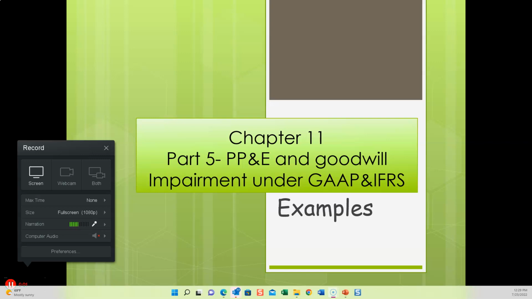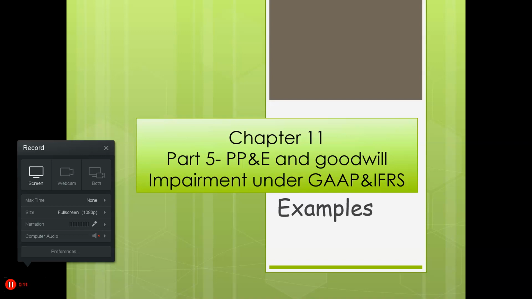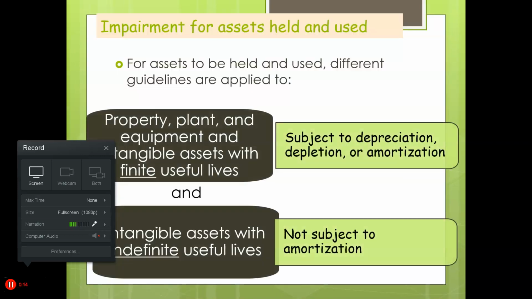Chapter 11. This is Part 5, PP&E and Goodwill impairment under GAAP and the International Standard. For assets to be held and used, different guidelines are applied. Property, plant, and equipment and intangible assets with a finite useful life are subject to depreciation, that's for equipment, depletion for natural resources, and amortization for intangible assets such as patents or trademarks. Intangible assets with indefinite lives are not subject to amortization, but may be subject to impairment.